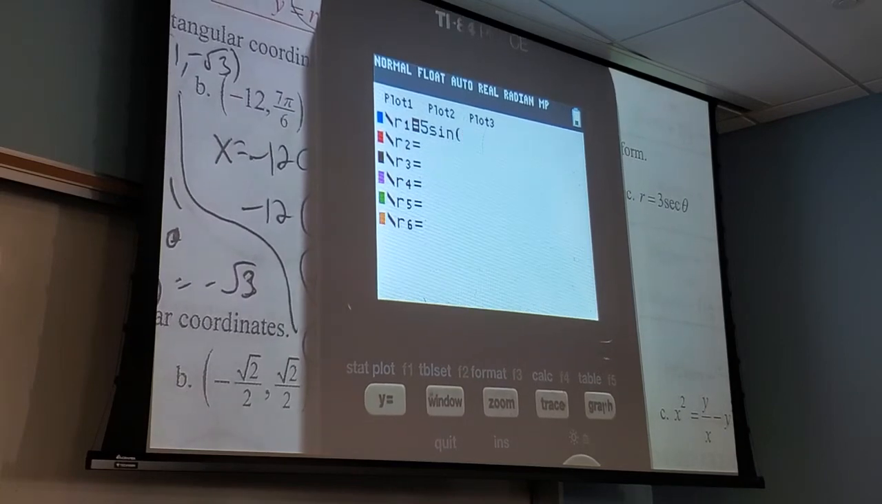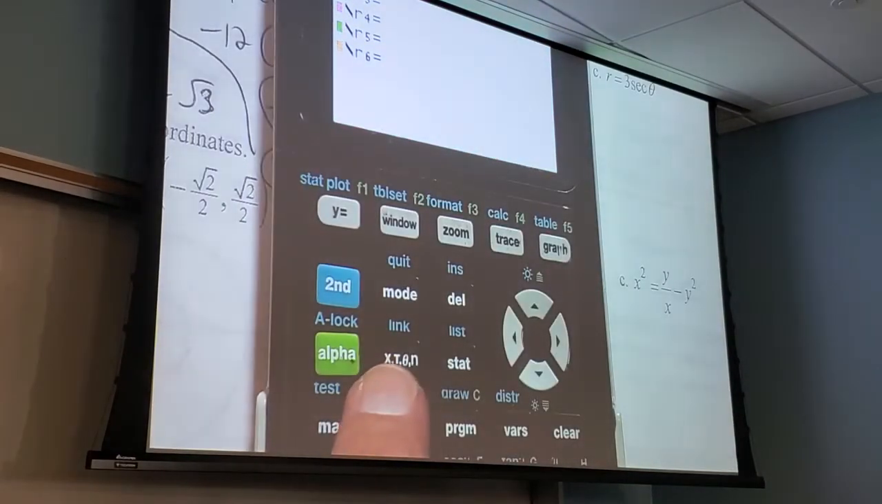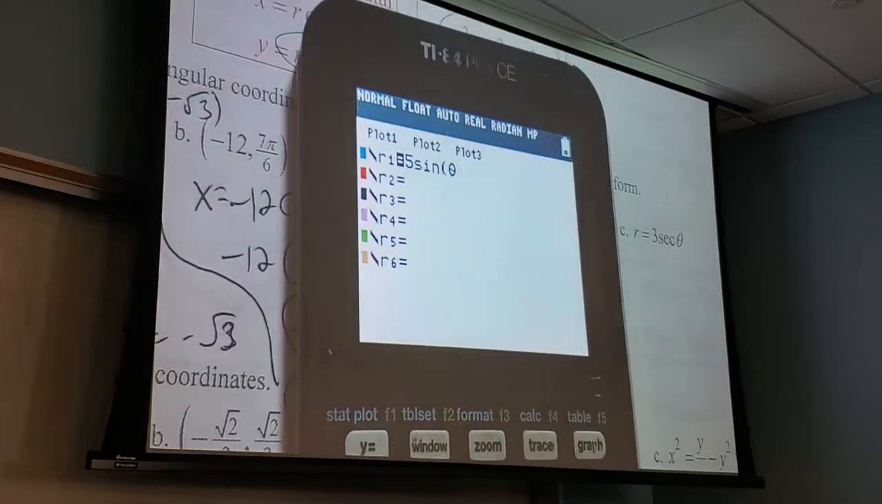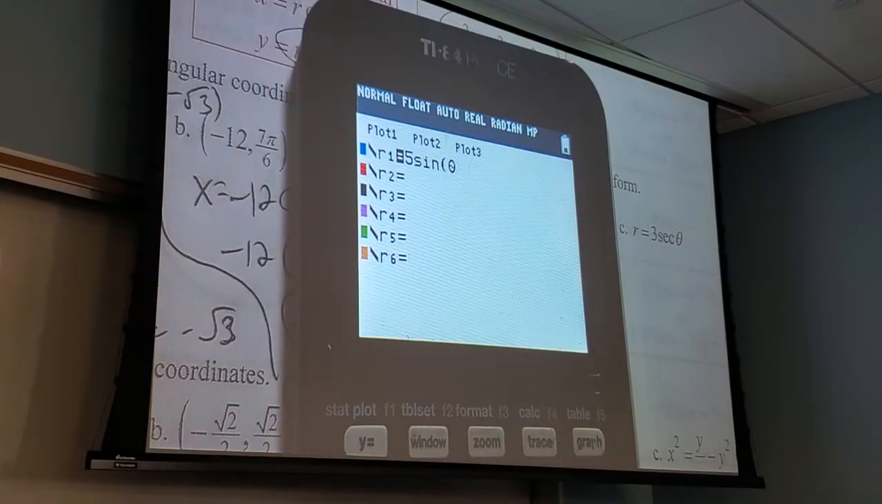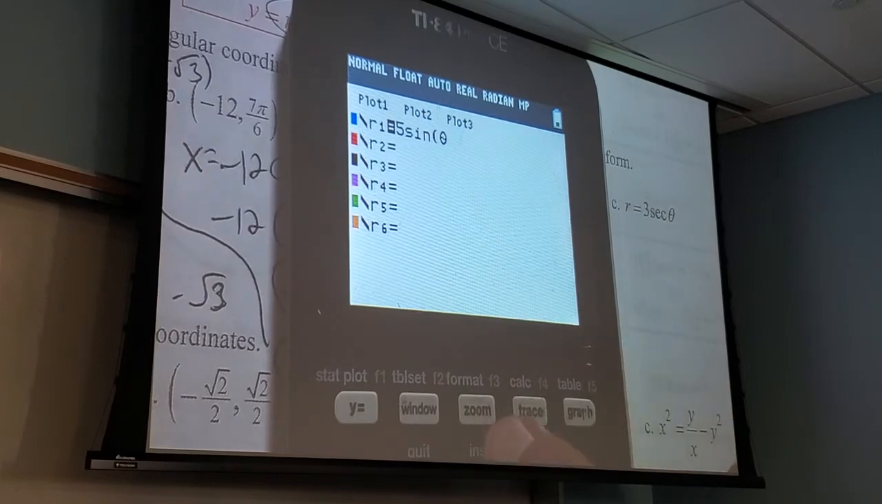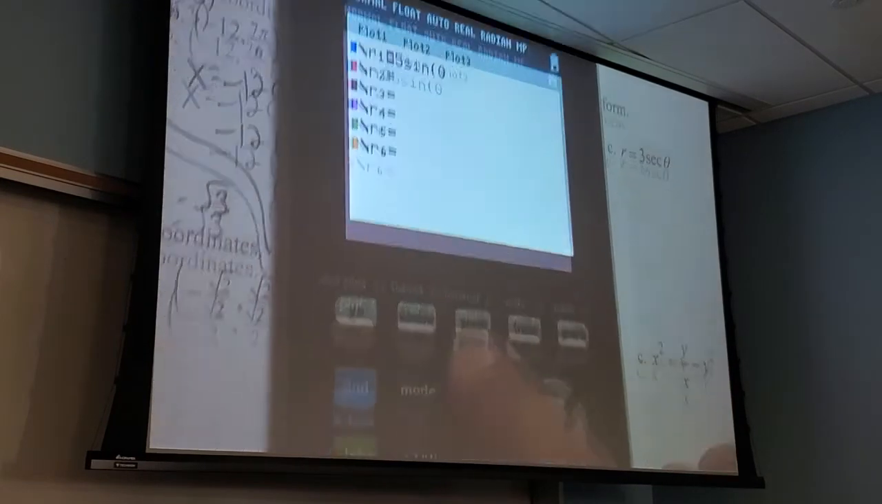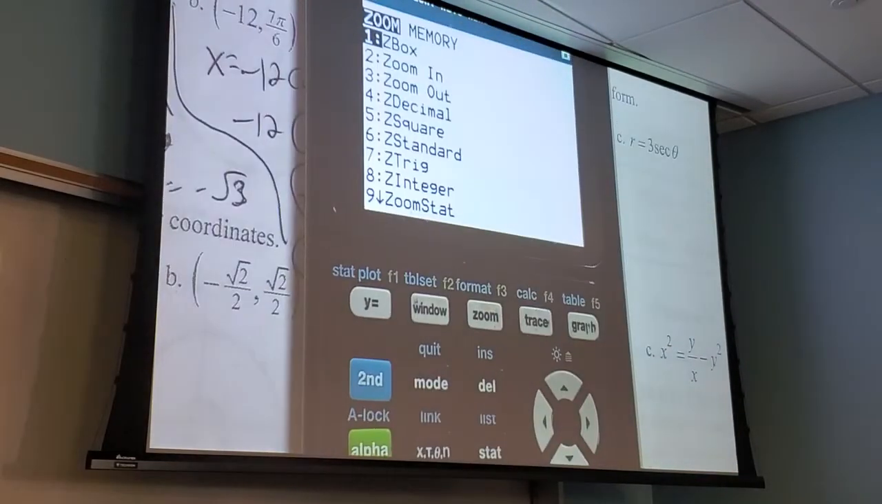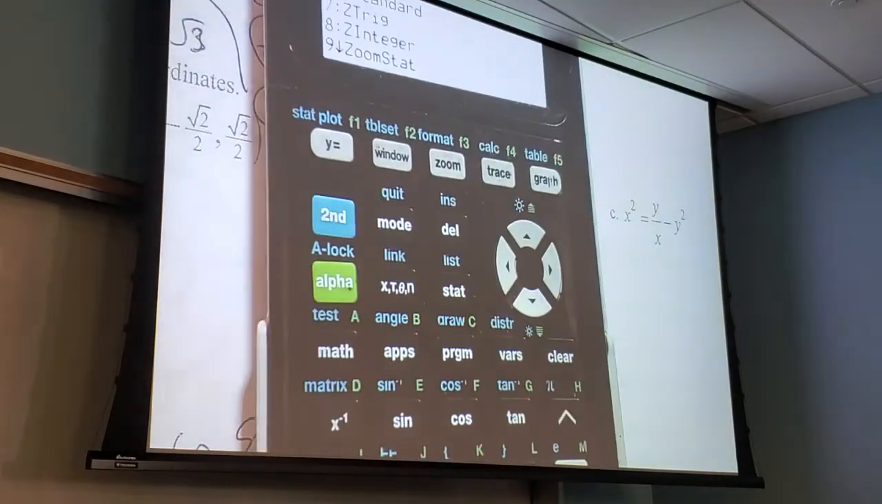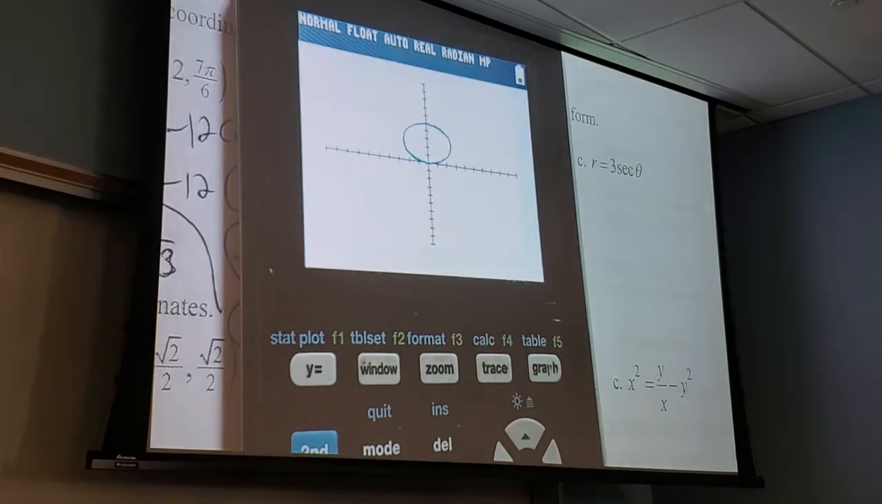Watch what happens when I hit the variable button. That's my all-purpose variable button. So in this case, it's going to be theta. Look at that. And if I hit graph, well, let's see. Remember, if I hit zoom, everybody hit zoom 6, just to make sure we all have the same thing.